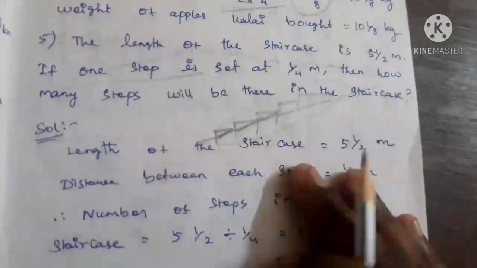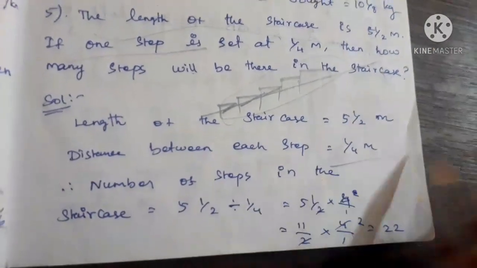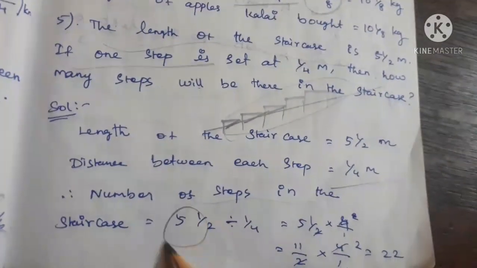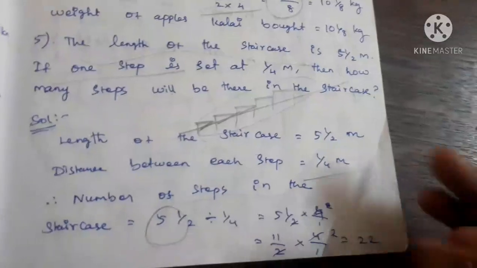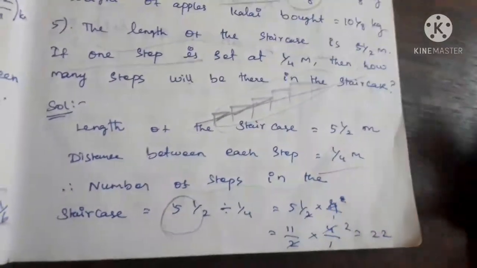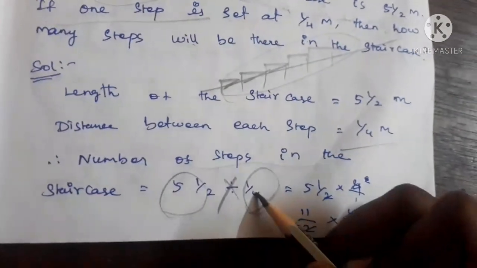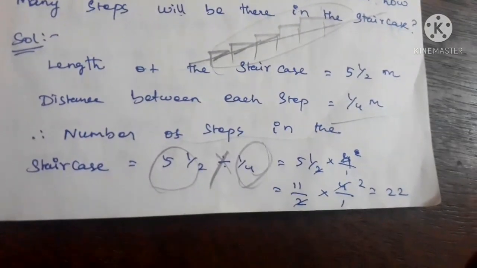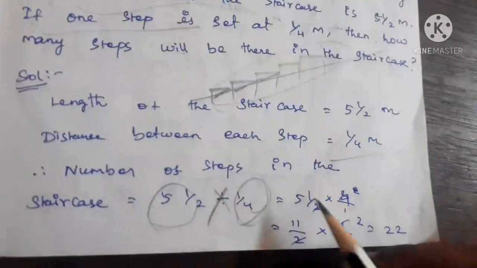What you will do is write the length of the staircase, and then write the distance between each step, which is nothing but 1 by 4 meter. Therefore the number of steps is the total distance divided by the distance between one step and another step, that is 1 by 4, given in the question. So when you divide, I told you, you should convert it to multiplication by taking the reciprocal, writing 1 by 4 as 4 by 1. You can reciprocal it, I already told you.